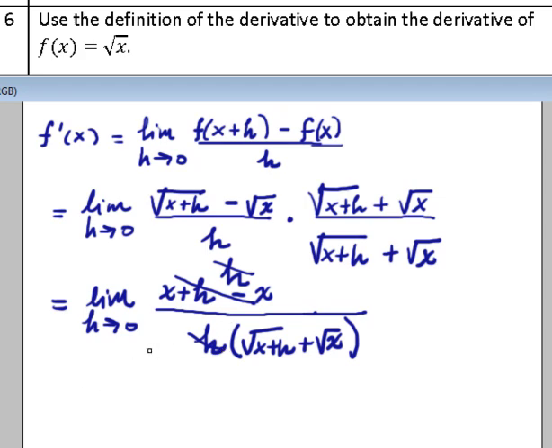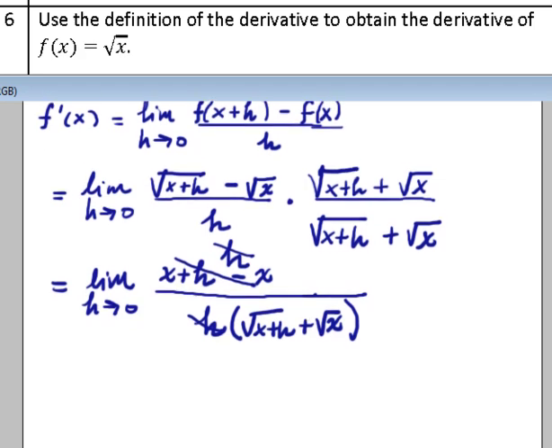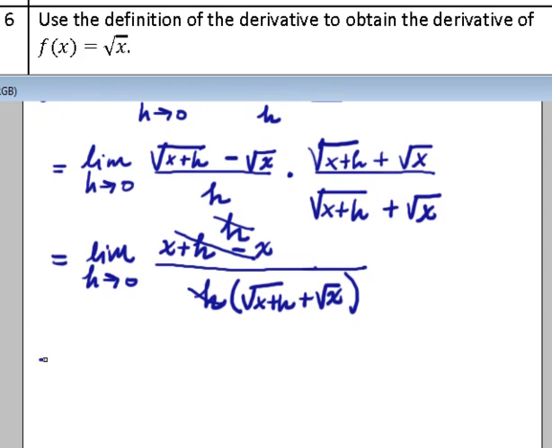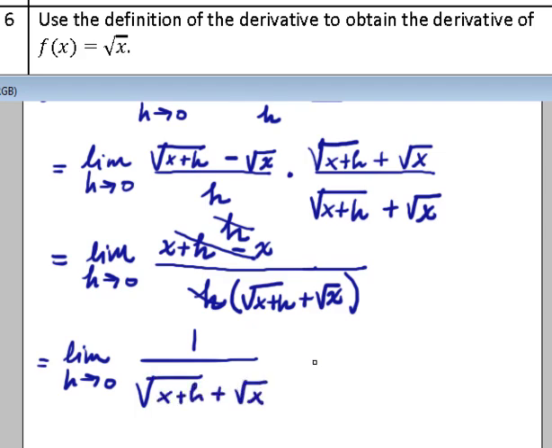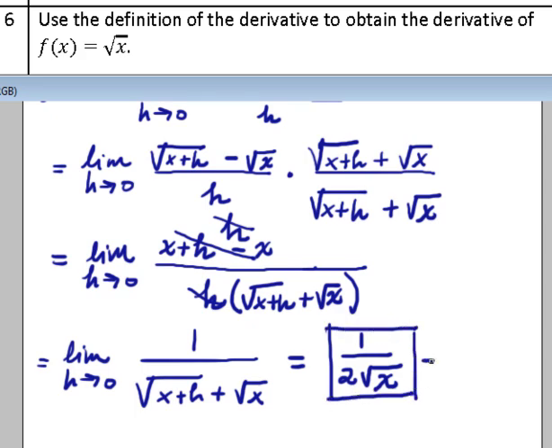Now we're ready to, well, let me just rewrite this. Limit h goes to 0. And we did the canceling, so on top we have just 1 over the square root of x plus h plus the square root of x. Now take the limit, substitute in h equals 0, and we have 1 over square root of x plus square root of x, or 1 over 2 times square root of x. So that's the derivative.